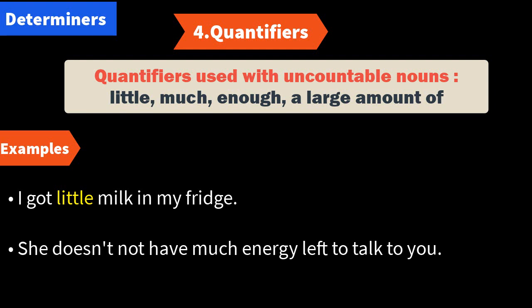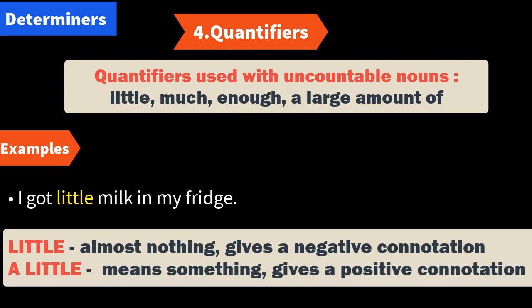Again, little means almost nothing. So little is a quantifier here, quantifying the noun milk, right? But giving a negative connotation. It's similar to the words a few and few, all right? When you want to give a negative connotation in terms of the quantity of a liquid, you use little. I have little milk in my fridge. That means I have almost nothing in my fridge, right? The milk that I have is almost nothing.